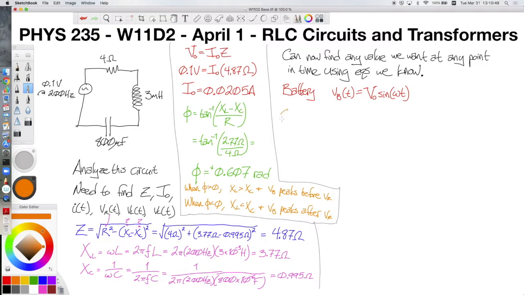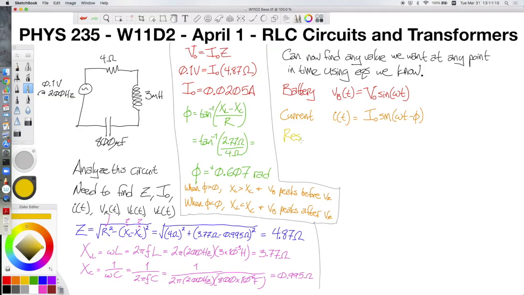Current, on the other hand, will be the same for all of our circuit elements, so I only need to have one formula for the current. And that formula, as we mentioned before, is I naught times sine of omega t minus phi. In our problem, we have a positive phi, but other problems might have a negative phi. Then we need to look at each of our circuit elements individually.